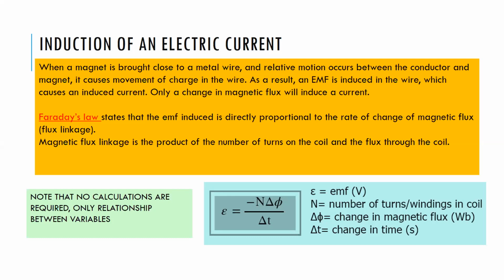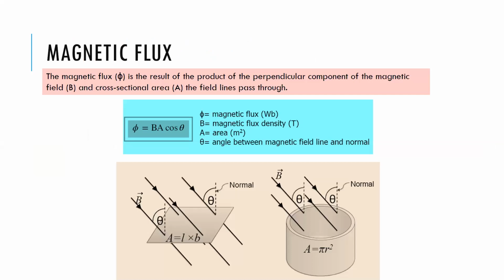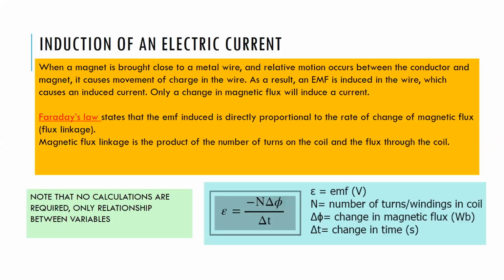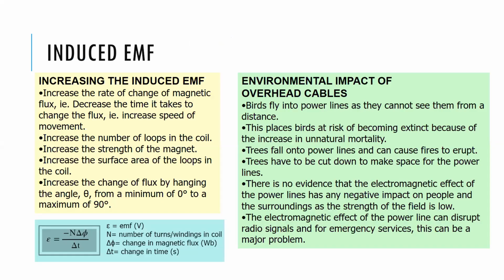If one of these quantities in flux is getting higher, there will be more flux and there will be more change in flux. And then in that case, there will be more potential difference. As you can see on the left-hand side, we are not dealing with calculations on these two formulas. We just need to know the relationship between these quantities.